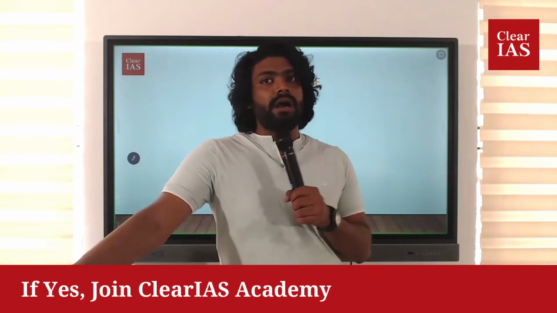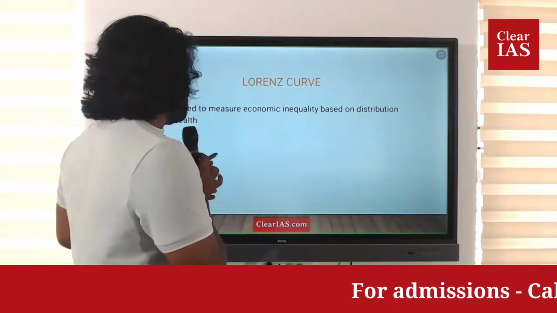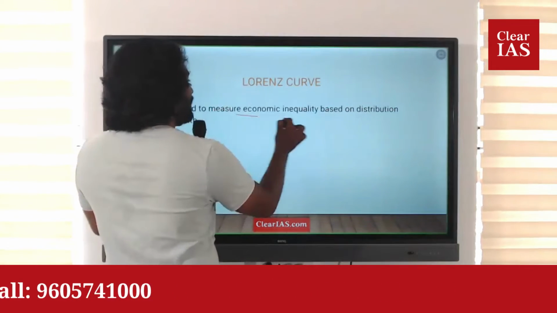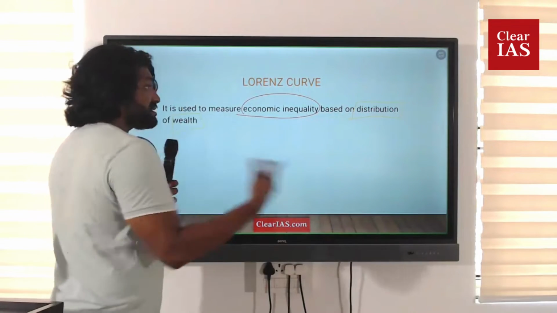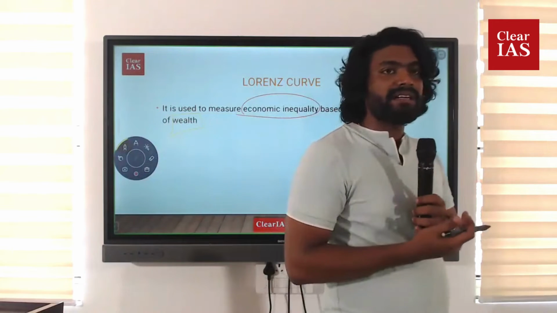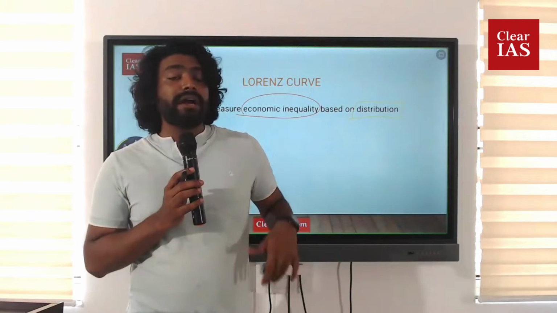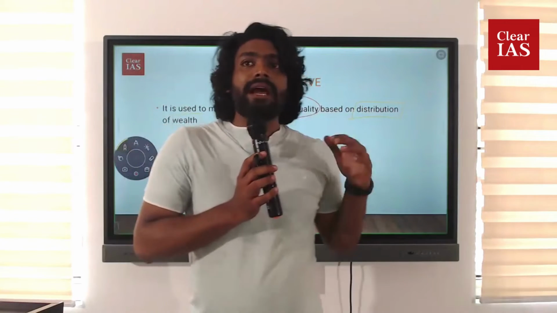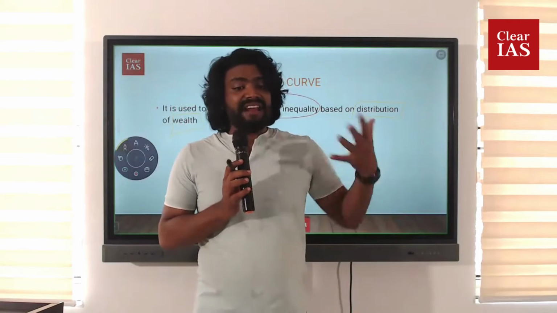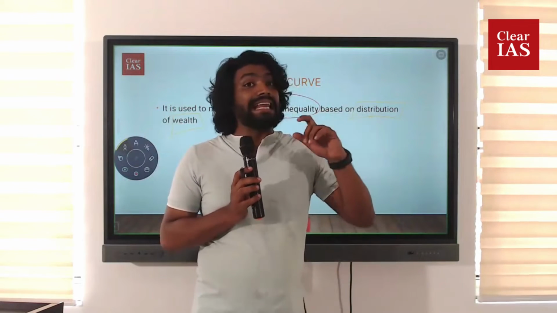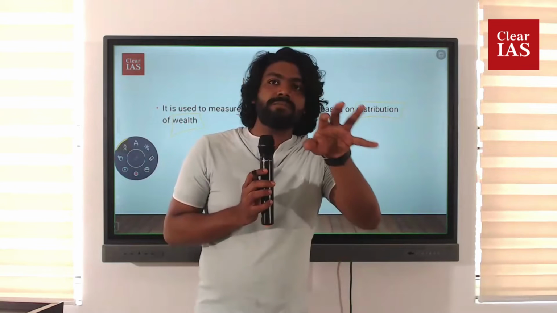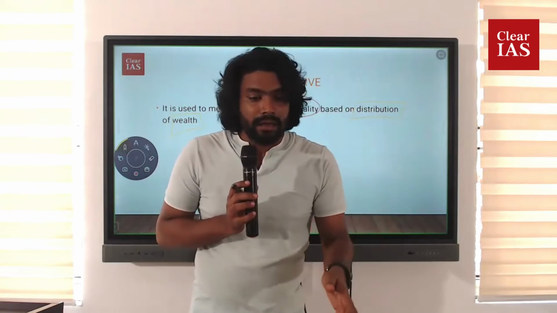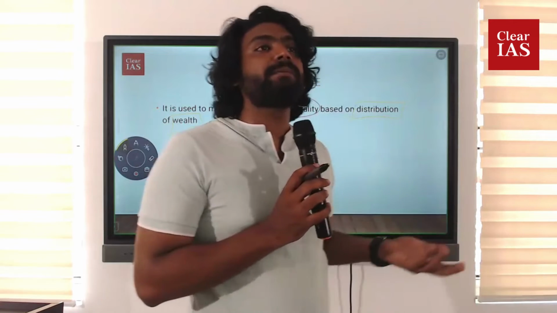This is being discussed in the Lorenz curve. It is used to measure economic inequality based on the distribution of wealth, how well the wealth is being distributed across the country based on the population. If it is very well distributed, there is less inequality. Otherwise, there is more inequality. So economic inequality is being calculated based on how wealth is distributed in the country.